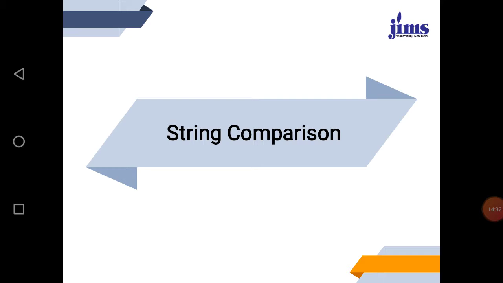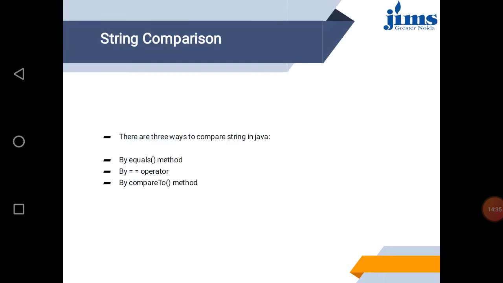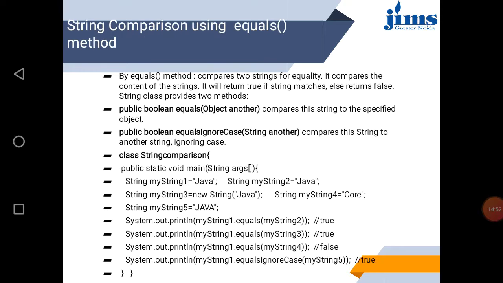Now we need to compare different strings. There are some methods like the equals method, the double assignment operator (==), or the compareTo method. Using these three methods we can compare two strings in Java. There are also methods like equalsIgnoreCase, which means it will not consider the case of the object when you compare it.